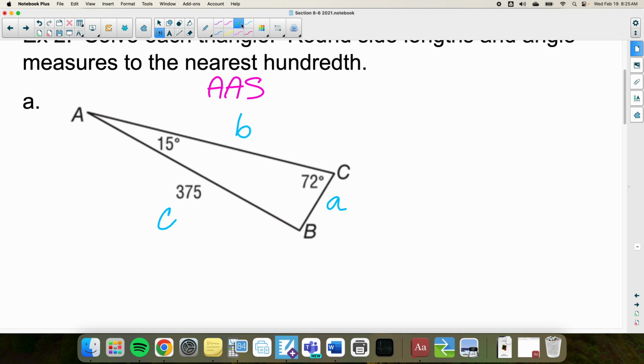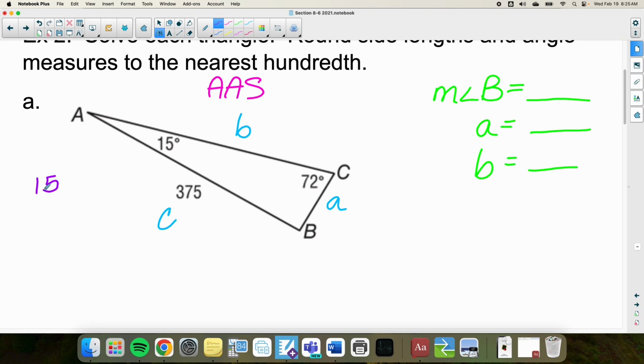We do not know the measure of angle B, and we don't know little a, and we don't know little b, okay? Now, the one that's easiest to find is, could we find angle B right away? Yeah. Don't we add these 2 together, and then what would we do? Subtract from 180.